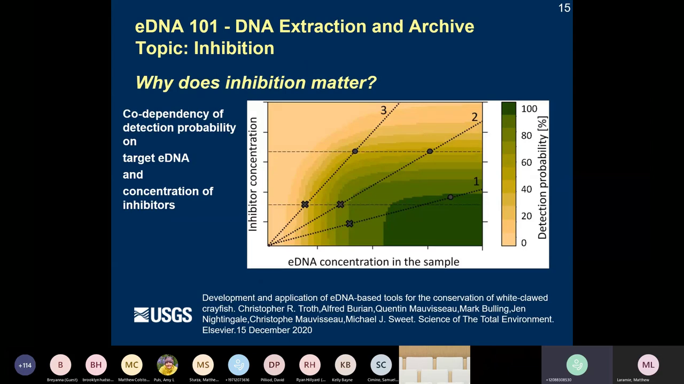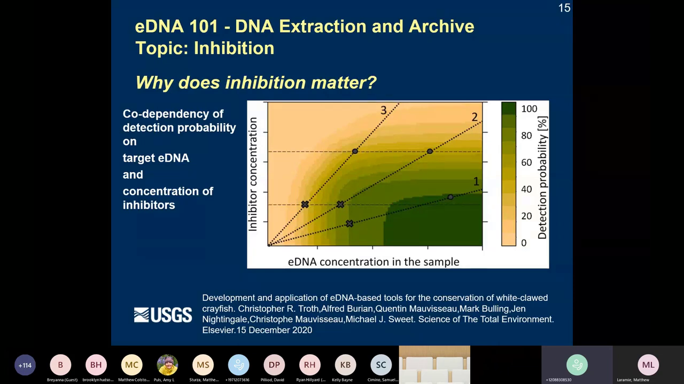This is a really neat figure from Troth et al., a recent paper in 2020. It's a schematic that shows the codependency of detection probability on target DNA concentration and the concentration of inhibitors. The colors indicate the detection probability, with low being yellow and high being green. What we see on this plot is that detection probability increases with eDNA concentration, going from left to right along the X, and then it decreases with inhibitor concentrations, along the Y, especially along the right side of the Y.